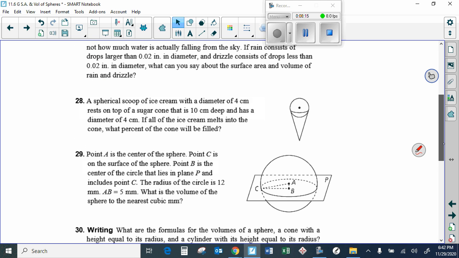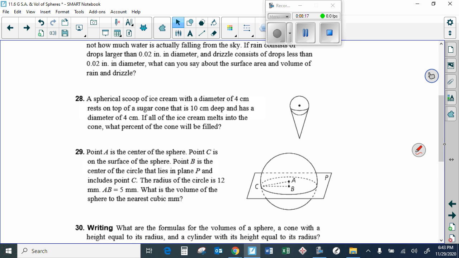These other ones, you're doing the same idea. Write down the formula. What percent of the cone will be filled? This is what it would be: the volume in it divided by the total volume of the cone. That'll give you a decimal, change it to a percent by moving it two places to the right.